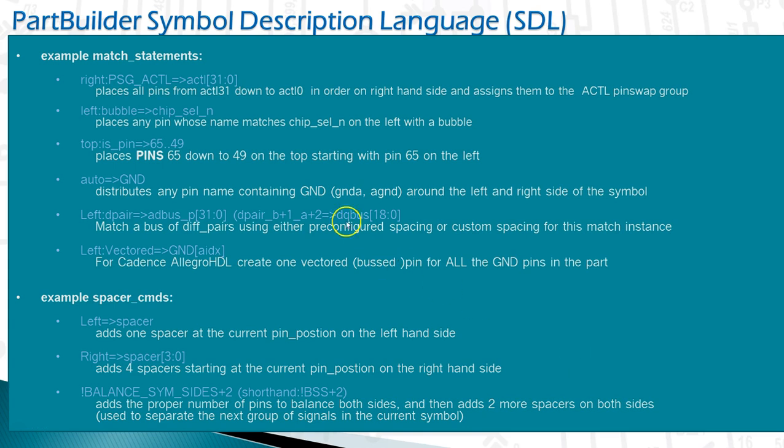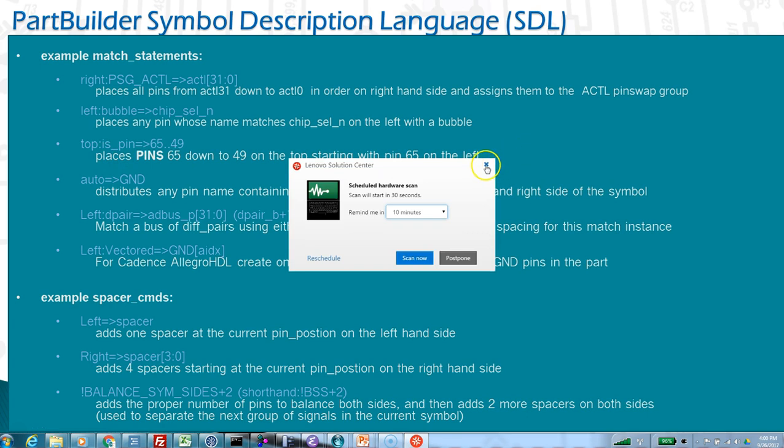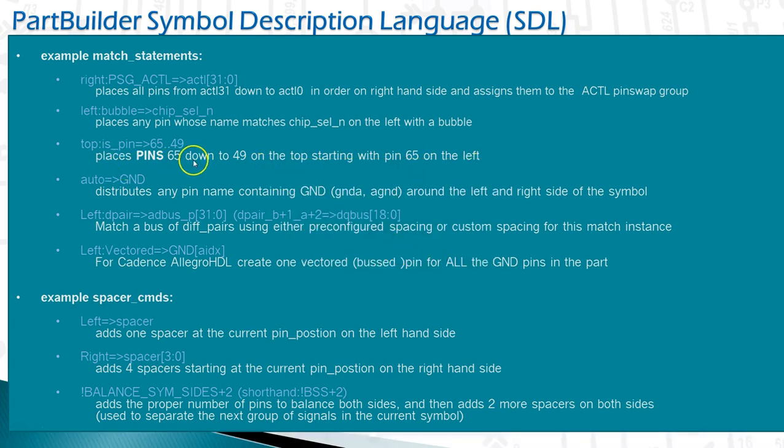Here are some example match statements. On the right, place all the pins from A control 31 down to 0 in order on the right-hand side, and assign them to the A control pin swap group, which will allow them to be swapped in Allegro HDL. Left bubble, chip select N: place any pin whose name matches chip select N on the left with the bubble. Top is pin 65 down to 49: places pin 65 down to 49 on the top, starting with pin 65 on the left.